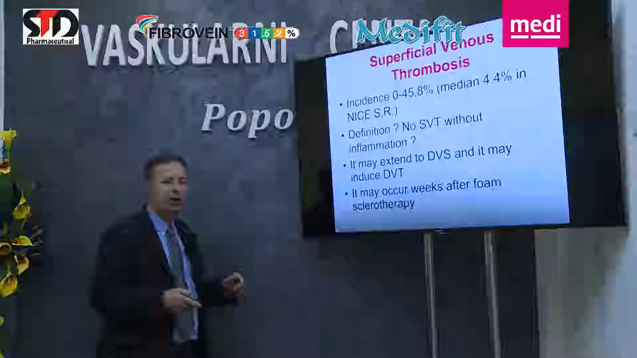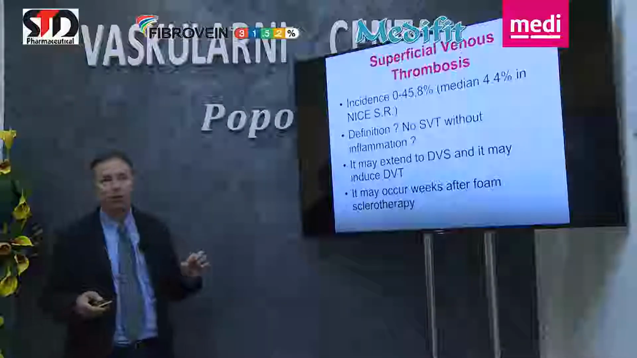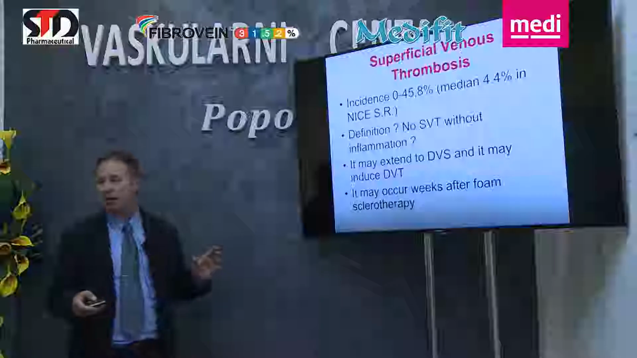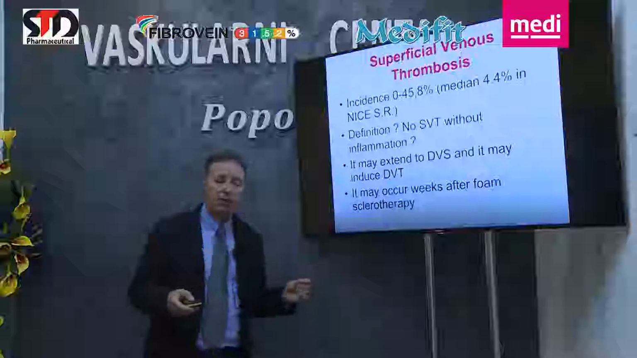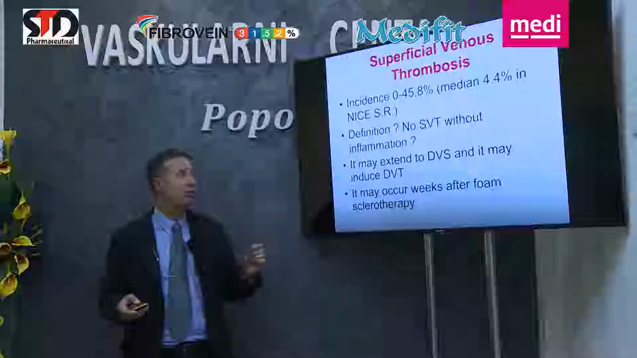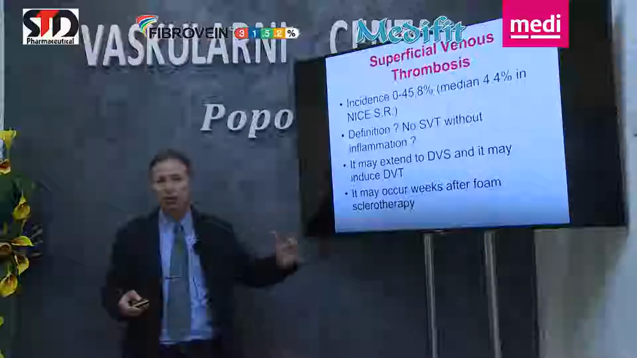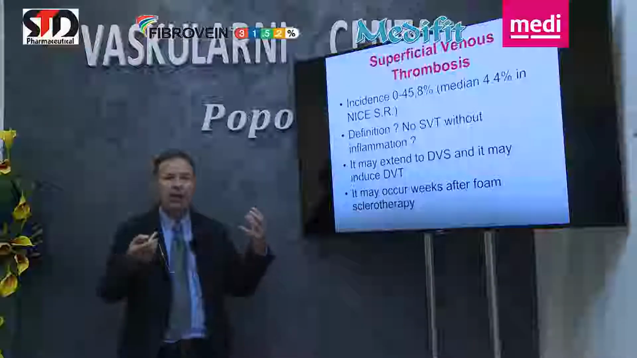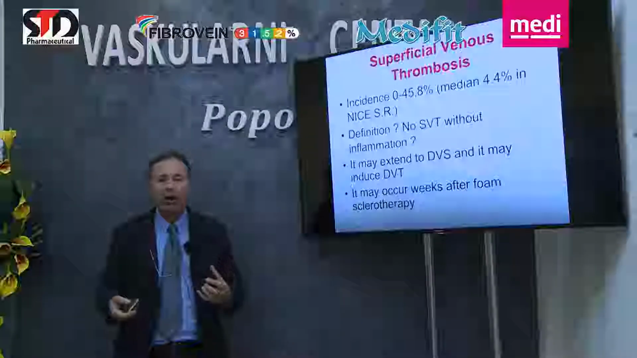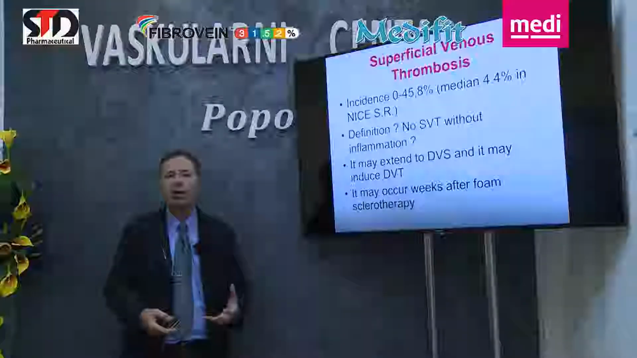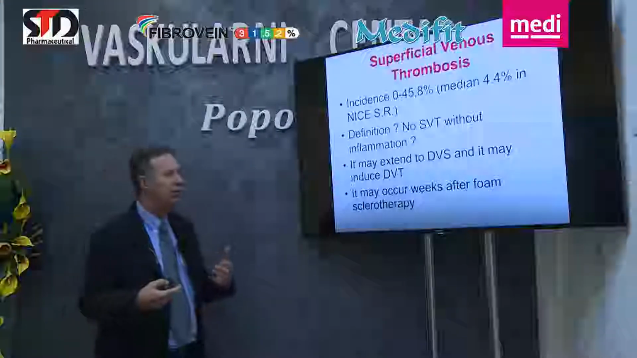Superficial venous thrombosis, even more chaos. Why? Because we go from 0% to 45.8%, which is ridiculous in my humble opinion. Because when they speak about 45% superficial venous thrombosis after foam sclerotherapy, they certainly include chemical phlebitis. So we should mean superficial venous thrombosis when the inflammatory component comes out, not just when the vein is a little bit tender and a little bit painful.